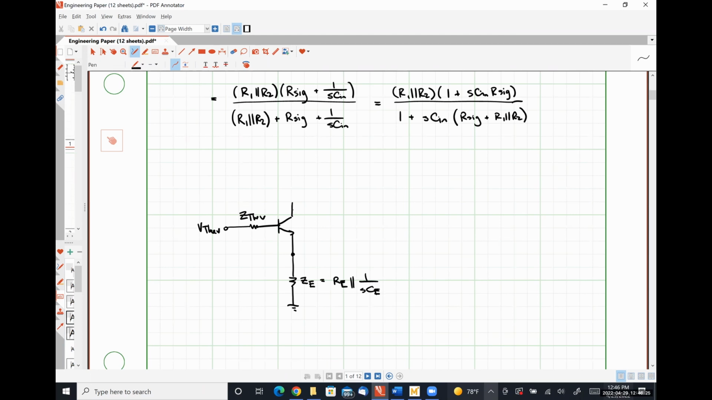Up here, I'm going to have RC. And then here I have C out, RL, and V out. And here's my node Vx, Vy, and again, Vz.